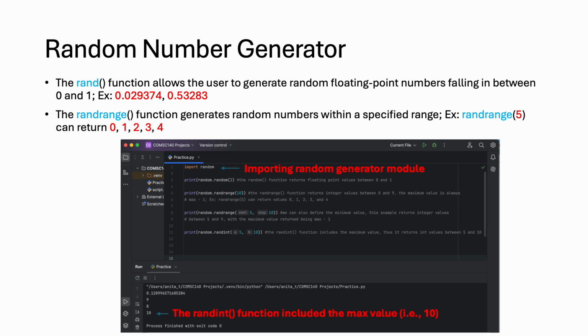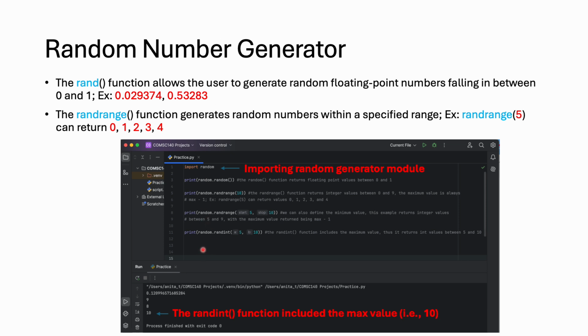Python has its own modules that contain predefined functions. For example, Python has a random number generator module. We can import this module using the statement import random shown on the top here. This module contains functions such as random, ranRange, and ranInt. The random function generates random floating point numbers between 0 inclusive and 1 exclusive. For example, the random function generated a floating point value of 0.1, 2, etc.